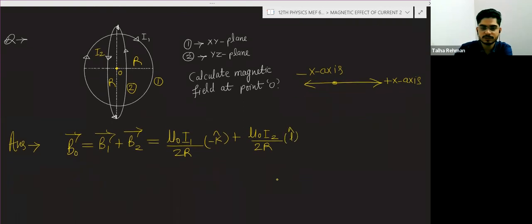Now finish this question. The rest part is the calculation. You can take common mu naught divided by 2r. Mu naught divided by 2r is common, and here you can write I2 minus I1 k cap.